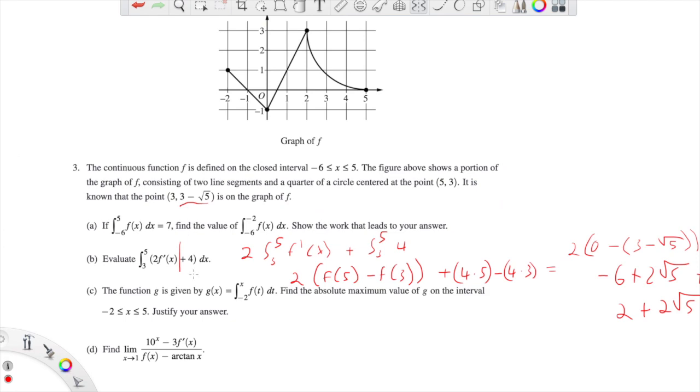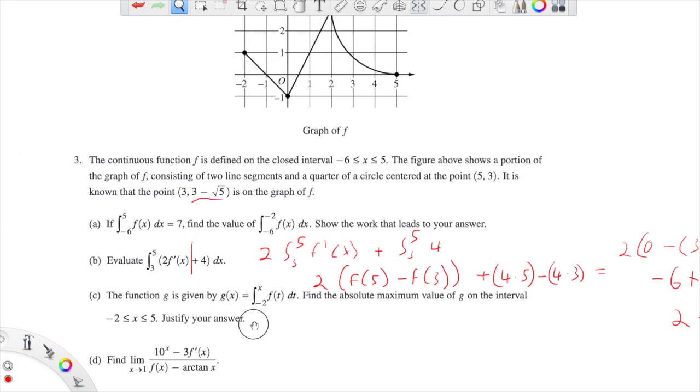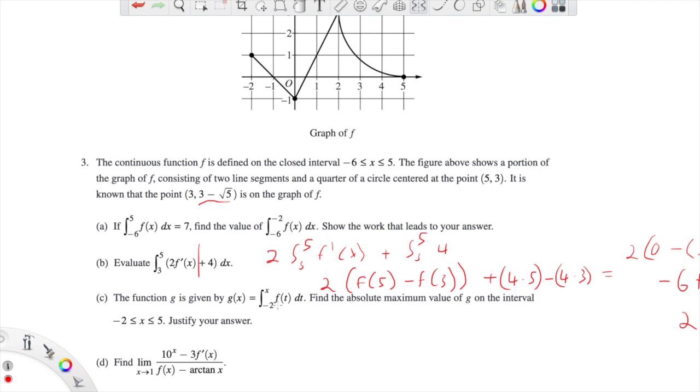So in part C, we're given the function g, given by g of x equals the integral from -2 to x of f of t dt. And then it tells us to find the maximum value of g on the interval of -2 to 5, right? So basically, they're telling us that g is the integral of this function f, and they're telling us to find the maximum value. Theoretically, that could occur at the start point, or at one of the critical points, right? So that's going to be -1, a half, and at 5, at all the zeros.